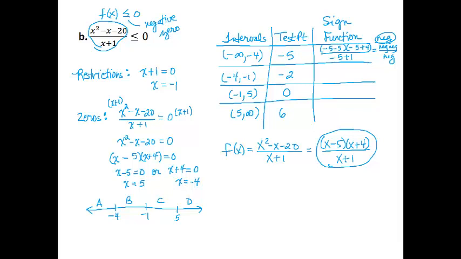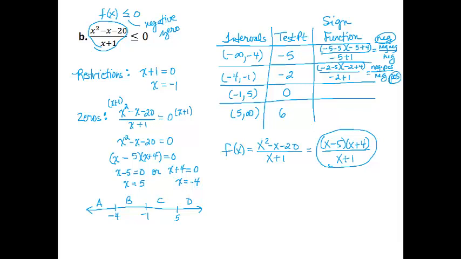When we replace x with negative 2, we get negative 2 minus 5 times negative 2 plus 4 divided by negative 2 plus 1. Negative 2 minus 5 is negative. Negative 2 plus 4 is positive. And negative 2 plus 1 is negative. So negative times a positive divided by negative is going to be a positive value.